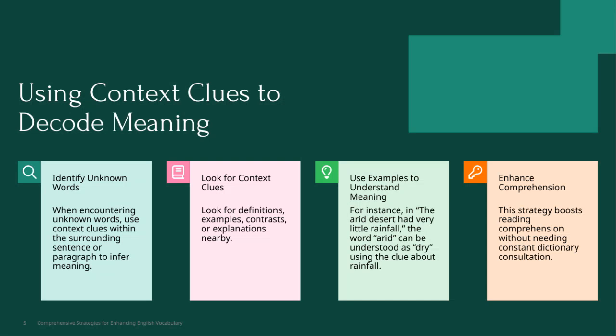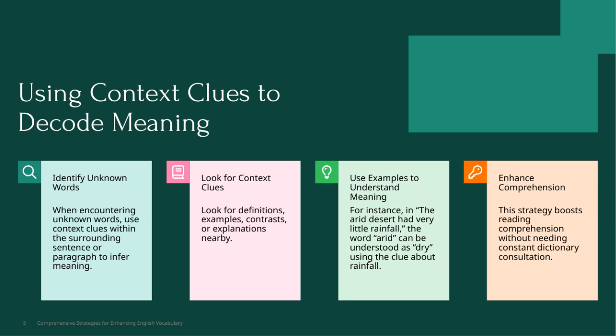When you come across a word you don't know, try to use the context around it to figure out what it means. This means paying attention to the sentence or paragraph where the word appears. Often, the text will include definitions, examples, contrasts, or explanations nearby that can help you understand the word better.